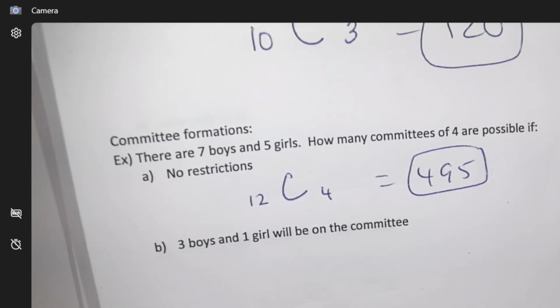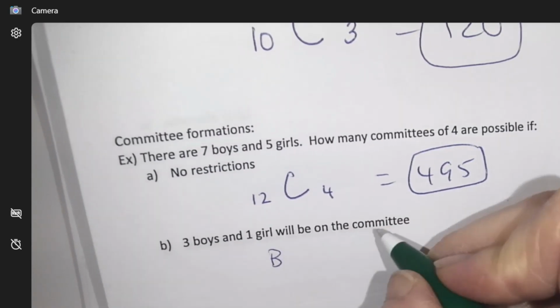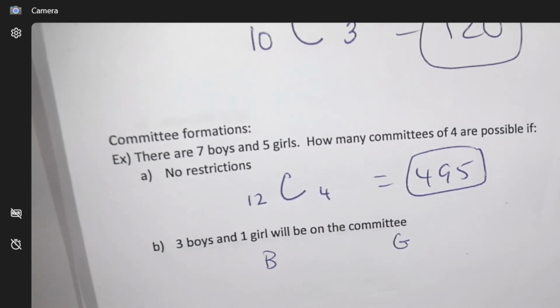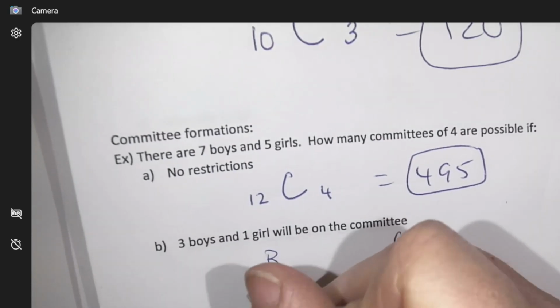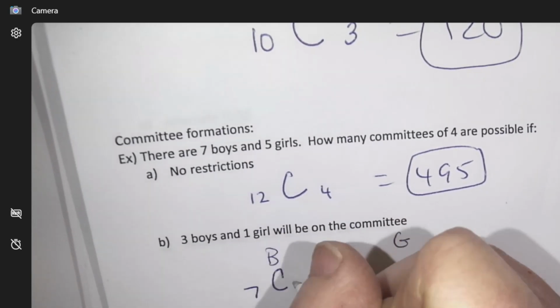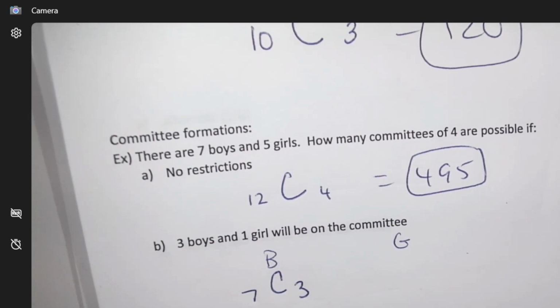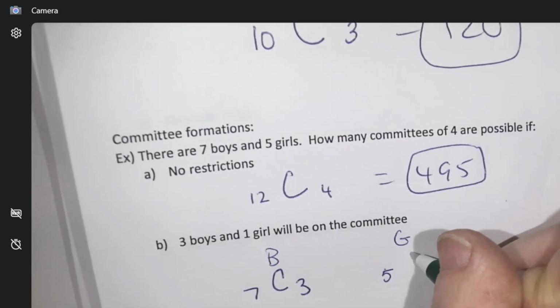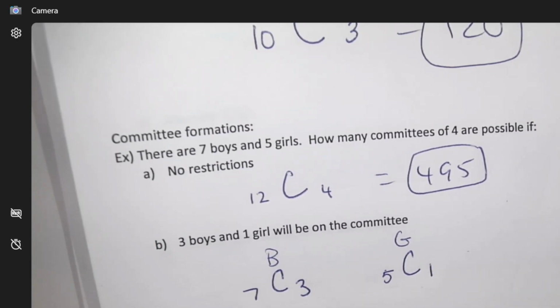Okay, 3 boys and 1 girl are on this committee, so I'm going to just go a little bit separate here, boys, girls. Let's talk separately here. So I need 3 boys on the committee, so talk to me about how many options you would have. 7, and you need to choose 3 of those. For the girls, you have 5 girl options, and you need to choose 1.